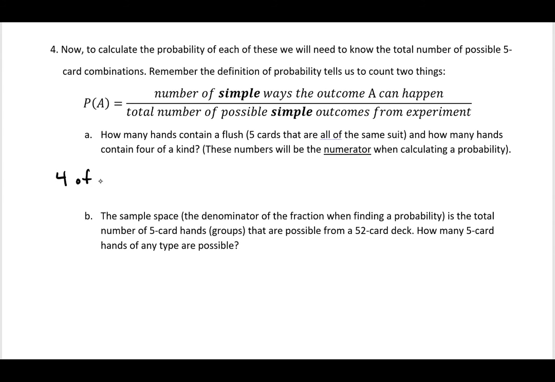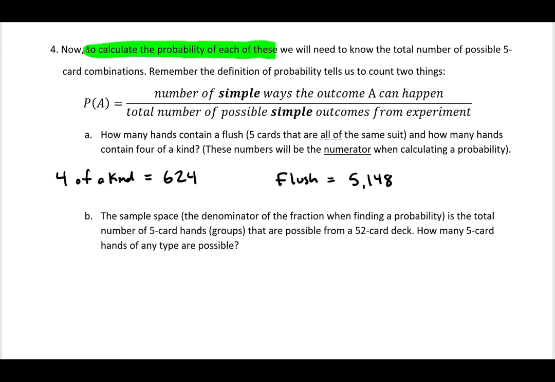So 4 of a kind, there were 624 of those, and for a flush, or 5 cards of the same suit, there were 5,148 of those. So now calculate the probability of each of these. What is the probability of being dealt a hand with 4 of a kind, and what is the probability of being dealt a hand with a flush?